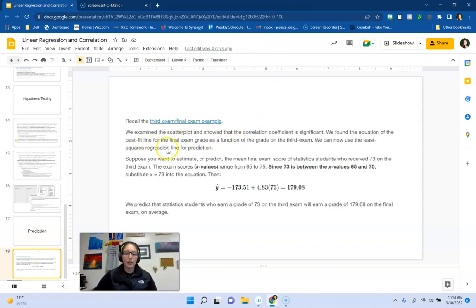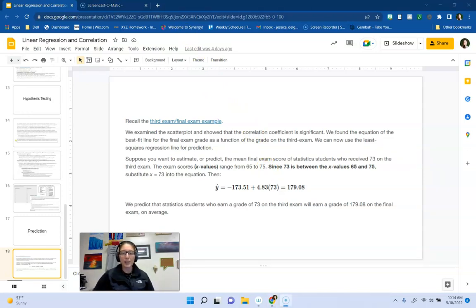So here we go. Same example, we're talking about third exam score and final exam score. We examined the scatter plot and showed the correlation coefficient is significant. That's what we just showed in the hypothesis test. We found the equation of the best line, which was right here. We pulled that from the calculator. That was the A value, that was the B value. So now let's see how we would use this in a prediction.